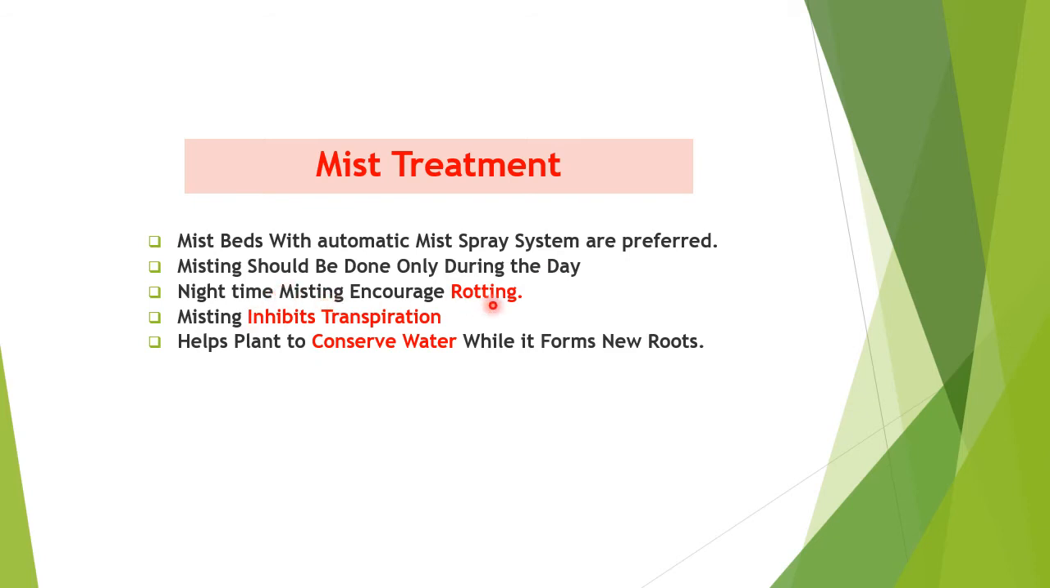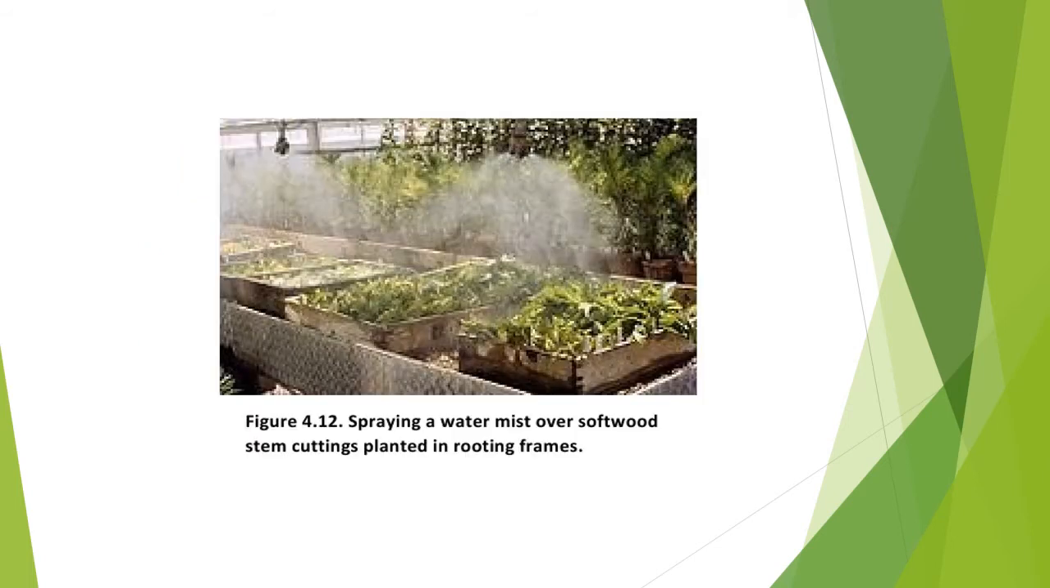Nighttime misting encourages rotting, because during the day when you are supplying the mist, because of the temperatures, most of the water is lost. But if you are doing it during the night, it will remain there. It will encourage the rotting in the propagating material. So misting inhibits transpiration and helps the plant to conserve water while it forms new roots. So mist treatment is also given to the cuttings to prevent them from drying.